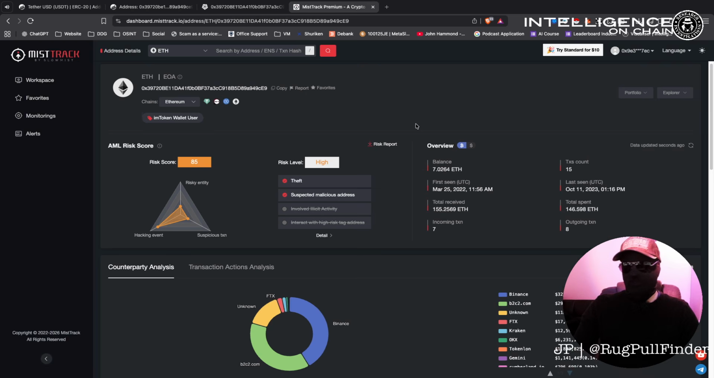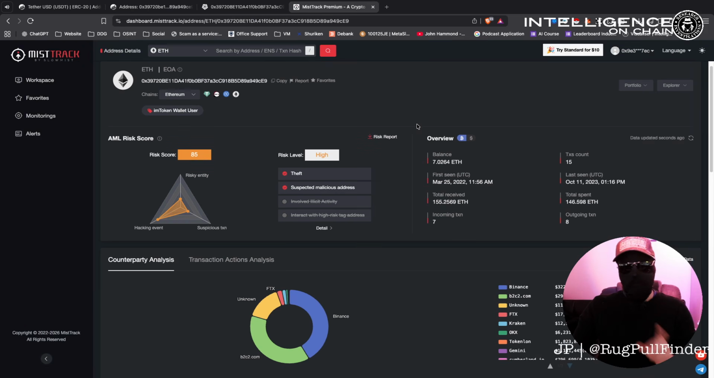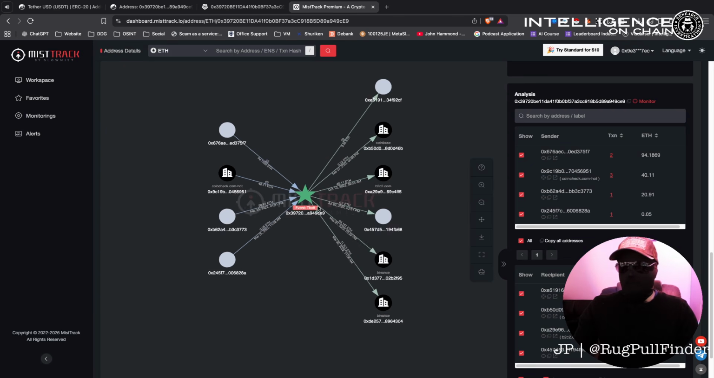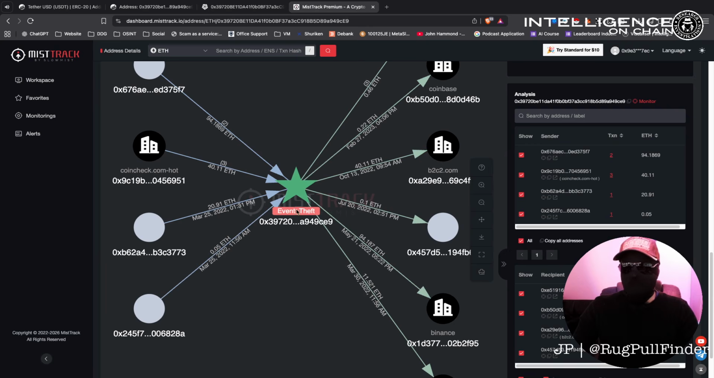The reason why I like to use MistTrack is because it gives you more than one data point. You can go down and you can zoom in and you can see that thefts are associated to this address as well. This is the one prior to B2C2. We can also see the out transactions to B2C2. We can see some out transactions to Coinbase and to Binance. In fact, there's probably double the amount gone out to Binance. So there's a couple of subpoena points there as well, which is pretty important. But that's important information as well. We've got a different data source to say that this address is also related to theft.